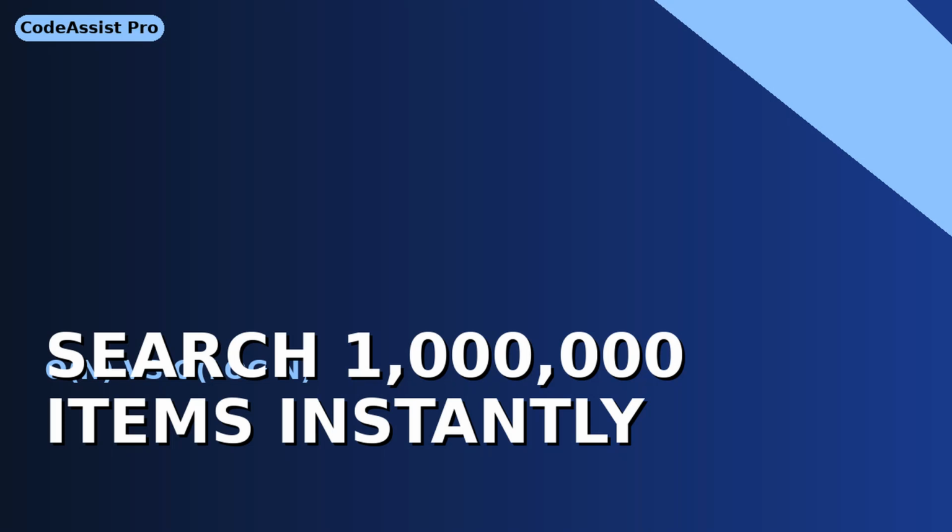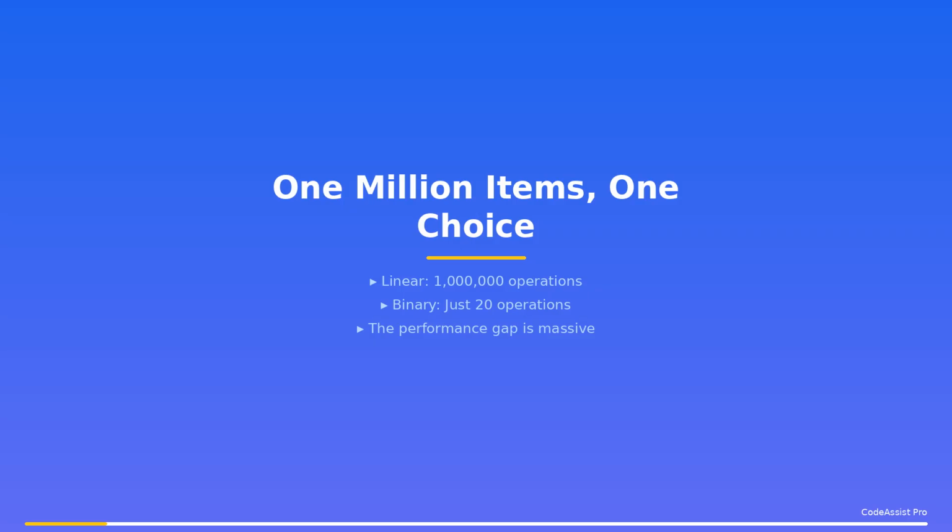Imagine you have a list of 1 million users. One search algorithm takes a full tenth of a second, while the other finishes in a fraction of a microsecond. By the end of this video, you'll know exactly how to pick the winner every time and avoid the performance traps that kill modern apps.